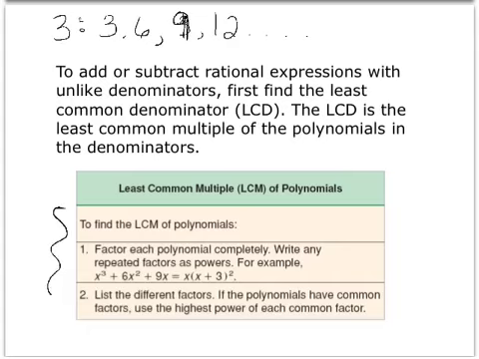To find the least common multiple of polynomials, you factor each polynomial completely and write any repeated factors as powers. For example, if I factored this, first I factor out an x, and then I would factor the remaining, which would be x plus 3 times x plus 3, which is x plus 3 squared. Then you list all the different factors. If the polynomials have a common factor, use the highest power of each common factor. We're going to practice a few just finding these common multiples.